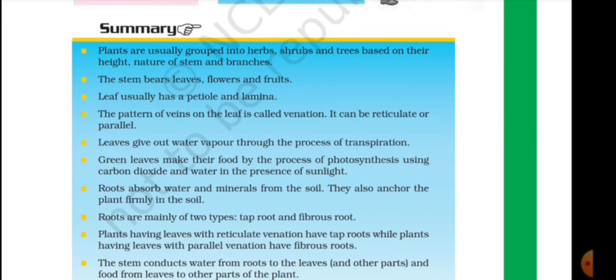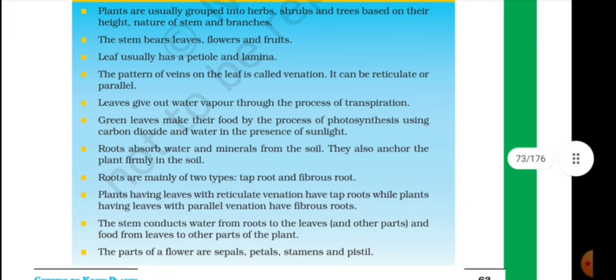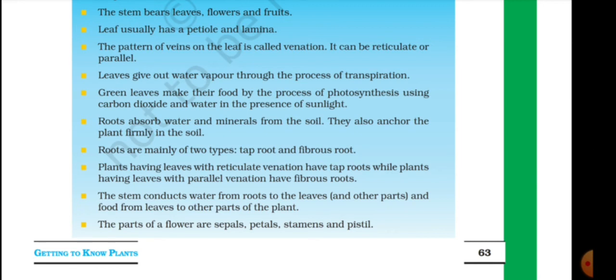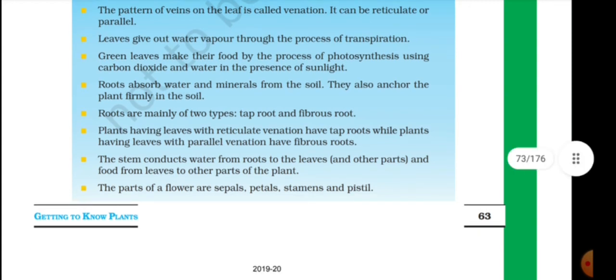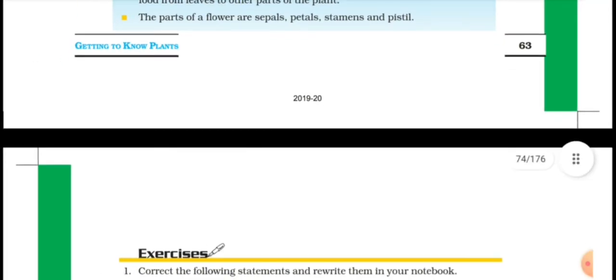The pattern of veins on the leaf is called venation. Transpiration we have also studied, and photosynthesis too. How roots absorb, and roots are of two types: tap root and fibrous root. Where there is reticulate venation there is usually a tap root, and where there is parallel venation there is a fibrous root. And then how water is conducted: in higher classes we will study xylem and phloem. These are also conductive tissues of the plant. And parts of a flower such as sepal, petal, stamen and pistil, the male organ, the female organ, and pollination we have also studied.